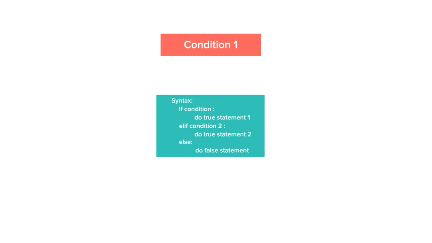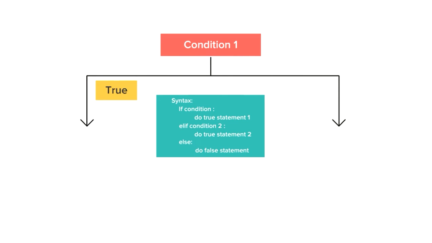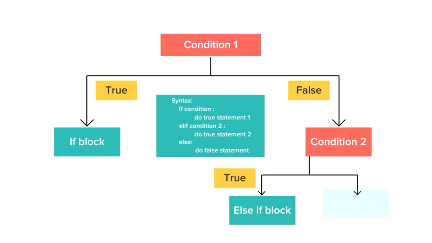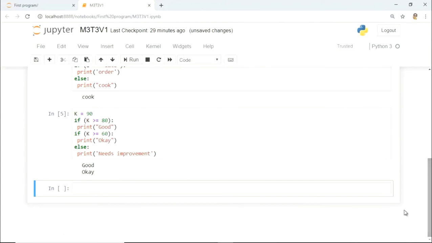In this case, the Python control will first check for condition 1. If the condition is true, the true statement 1 is executed and the Python control comes out of the if conditional block. If condition 1 is false, Python control will check condition 2, and if it is true, then Python control will execute true statement 2. If condition 2 is also false, the else part is executed. Let's see how it works in Python.